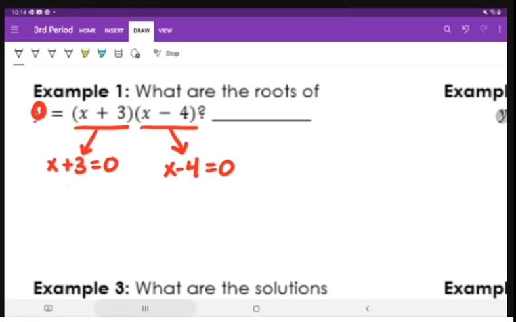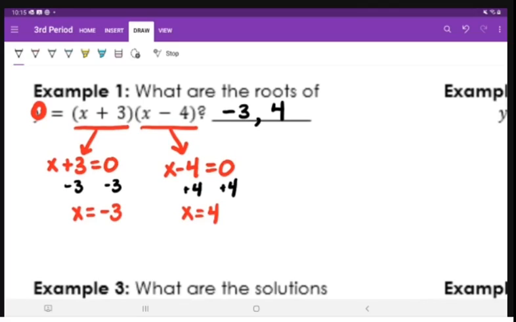So for the first one, we subtract 3 from both sides, which will give us x equals negative 3. And for the second one, we can add 4 to both sides, which would give us x equals positive 4. So we end up with 2 answers, negative 3 and positive 4. Those are our roots. We already did this example. I just wanted to write it out one more time so that it was very clear what the steps are. Let's look at example 2.